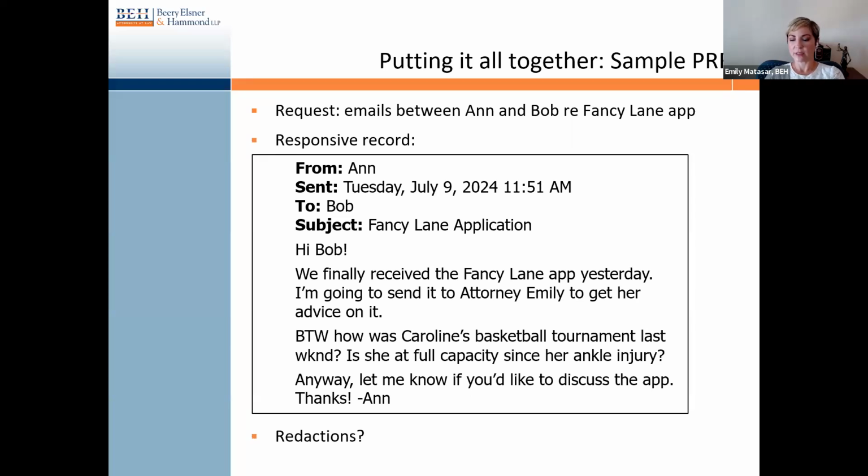So let's say there was a request for all emails between Ann and Bob regarding the Fancy Lane application. And here's a record. It's an email from Ann to Bob on the Fancy Lane application, and it says, "Hi, Bob, we finally received the Fancy Lane app yesterday. I'm going to send it to attorney Emily to get her advice on it. BTW, how was Caroline's basketball tournament last weekend? Is she at full capacity since her ankle injury? Anyway, let me know if you'd like to discuss the app. Thanks, Ann." So what can be redacted here?